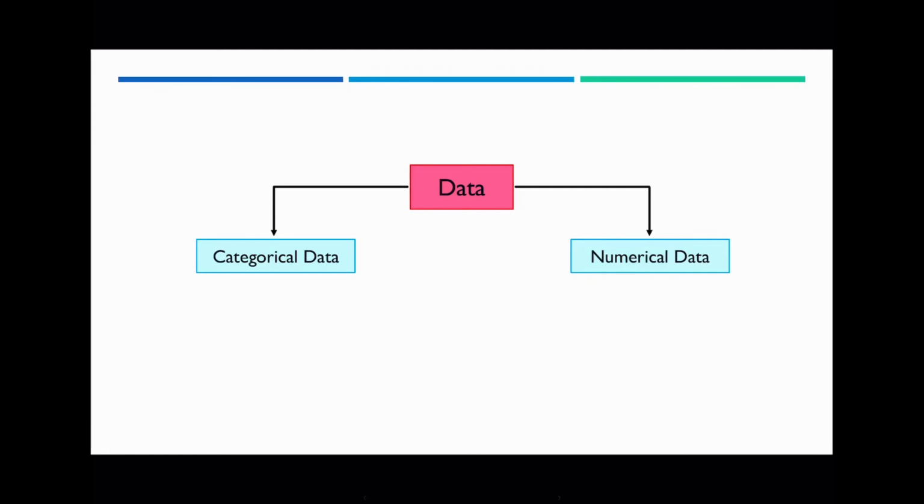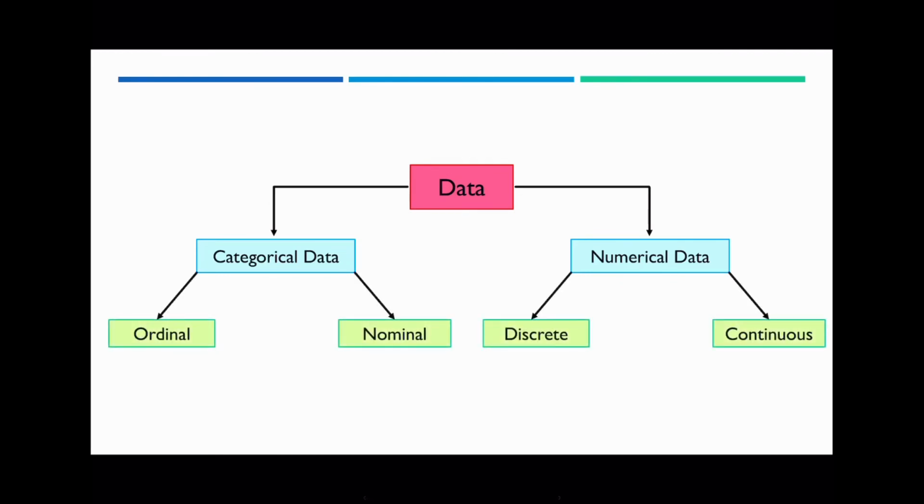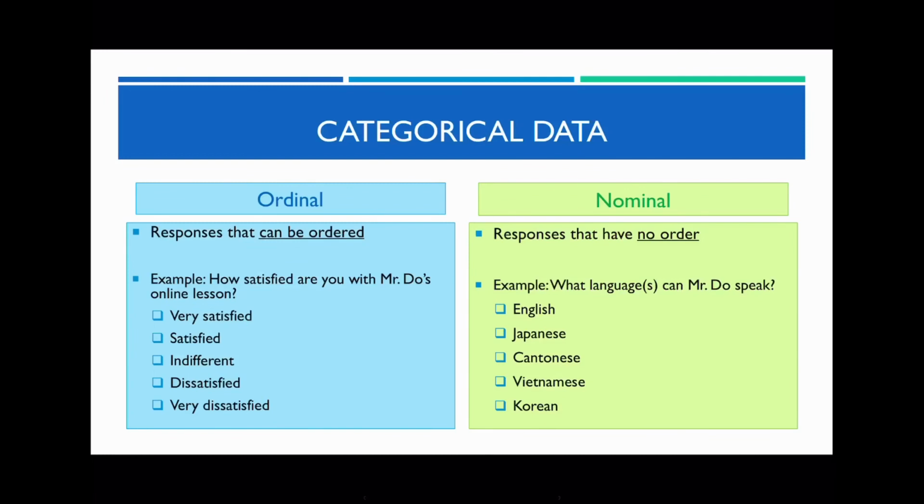So in the previous slide, we already looked at how data can be summarized as either categorical or numerical. However, we can be even more specific than that. We could say that categorical data can either be ordinal or nominal, and numerical data can either be discrete or continuous. Let's look at what these terms are. For categorical data, ordinal data are responses that can be ordered. It's kind of in the name, and that's how you're going to differentiate between ordinal and nominal.